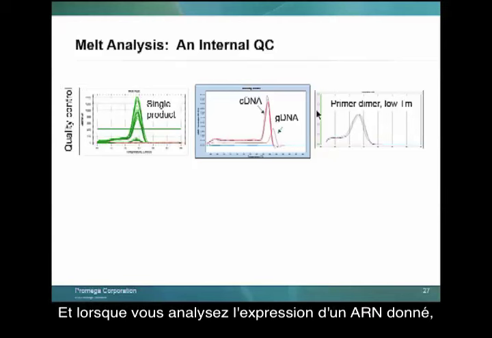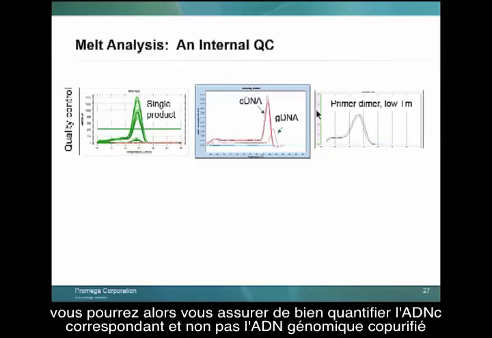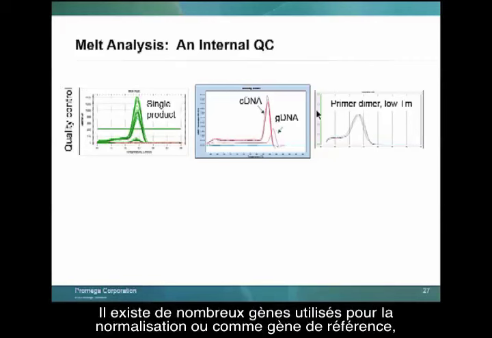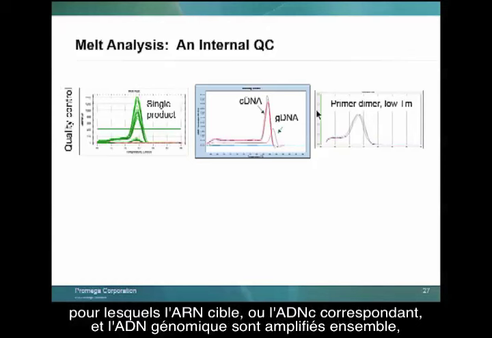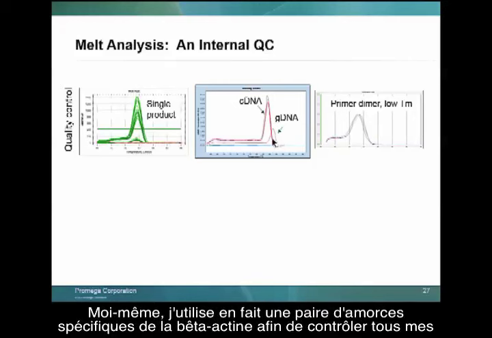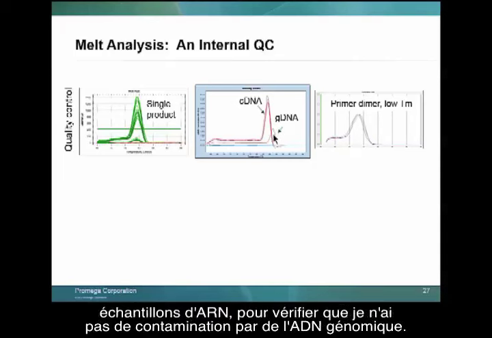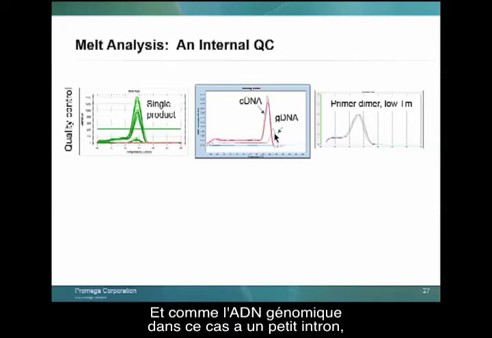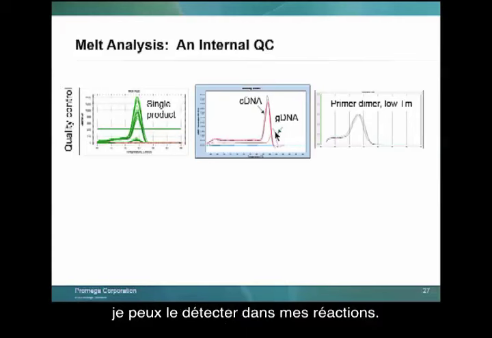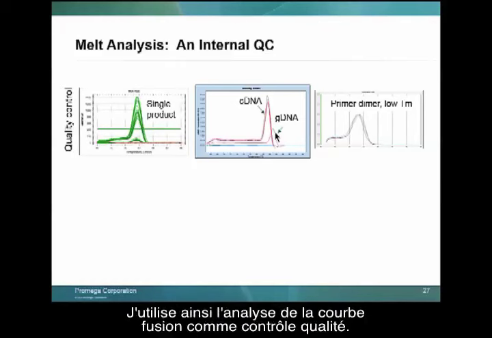And then in circumstances also where you're looking at RNA gene expression, you want to make sure that you are quantifying your cDNA target and not any carryover genomic DNA that you may have from your purification procedure. There are a lot of genes out there that people use for normalization or as reference genes that amplify both the RNA target or the cDNA and the genomic DNA, like GAPDH, as well as beta actin, which has a really small intron. So I actually have a set of beta actin primers that I use to qualify all of my RNA samples and make sure I don't have genomic DNA contamination. And I can see that in my reactions because genomic DNA, in this case, has a small intron, which increases the size of the target and increases the melting temp of the product. So I can use the melt then as quality control.